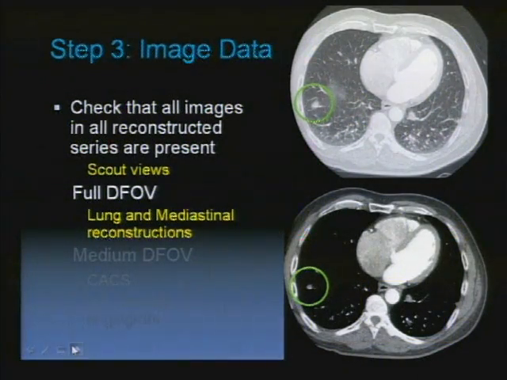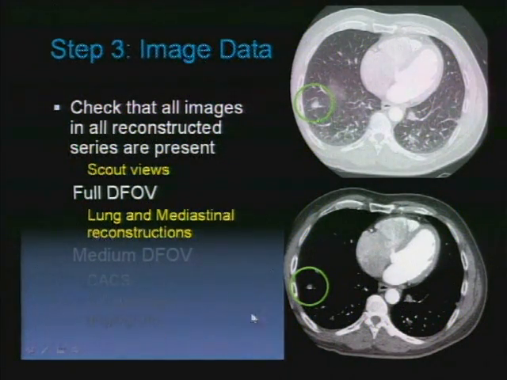So we had this discussion earlier this morning about image data. Before I start doing a complex study, I'm going to make sure I got all the image data and that I've reconstructed everything that I need to make my analysis. So we do look at the scout views because I don't want to miss that Pancoast tumor. It's rare, but it's there.